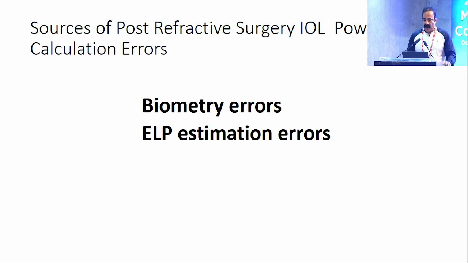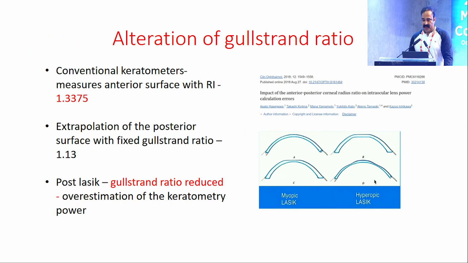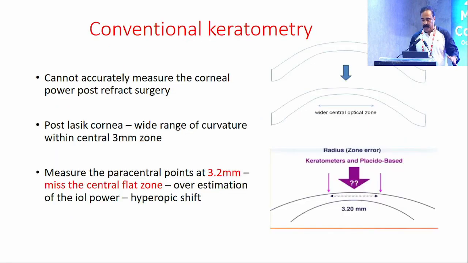So coming back to some more theories, you can have biometry errors and ELP estimation errors. The conventional keratometers measure the anterior surface with a refractive index of 1.3375, and extrapolate to the posterior surface with a fixed Gullstrand ratio of 1.13. Post LASIK, the Gullstrand ratio is reduced, with an overestimation of keratometric power.